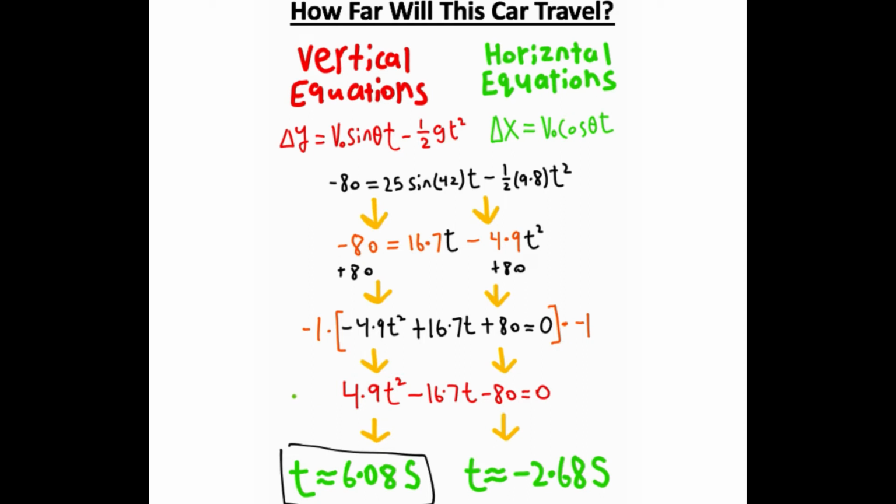And then what you can use is the quadratic formula to solve this equation. And I would advise doing this on your calculator. And this will give you these two times listed down here. Notice that I boxed this one though. The reason why is because having a negative time doesn't really make sense. So we're going to go with 6.08 seconds.